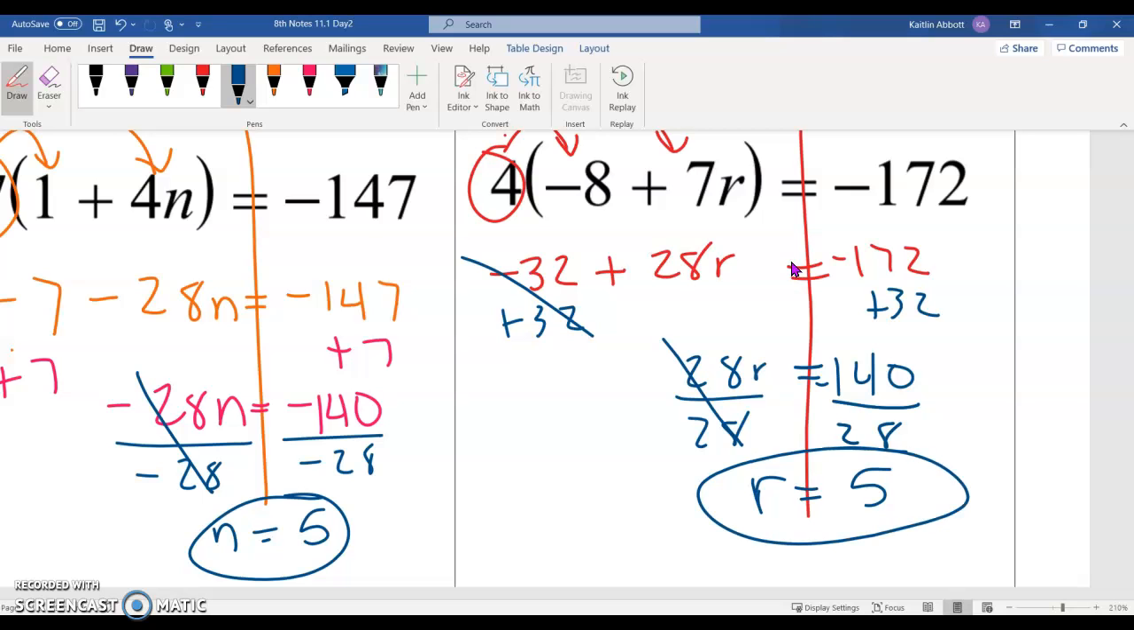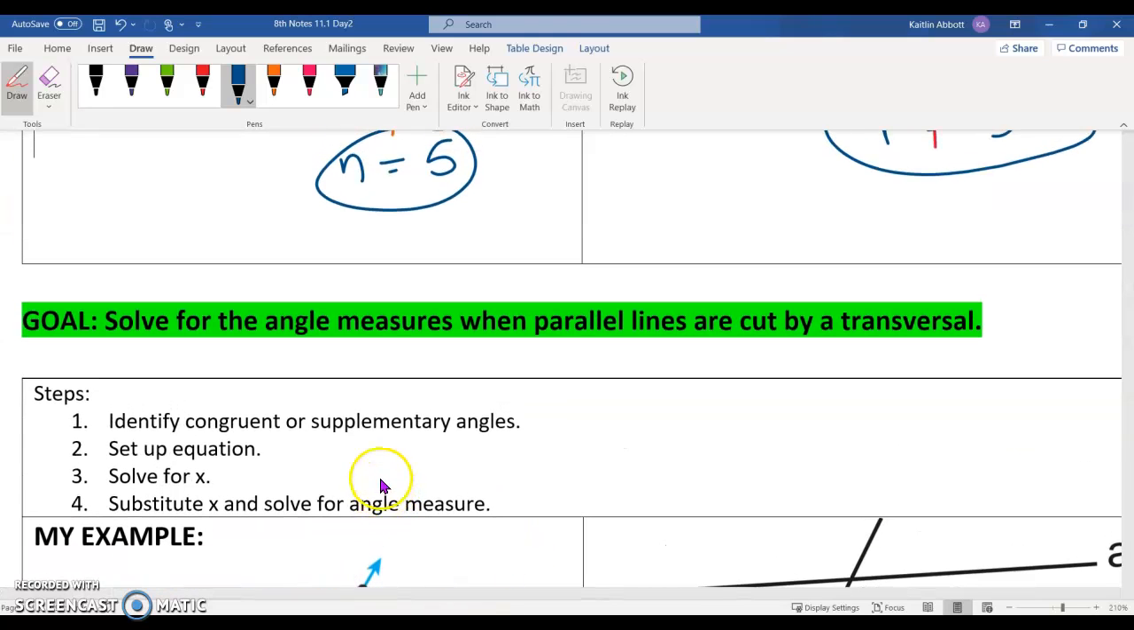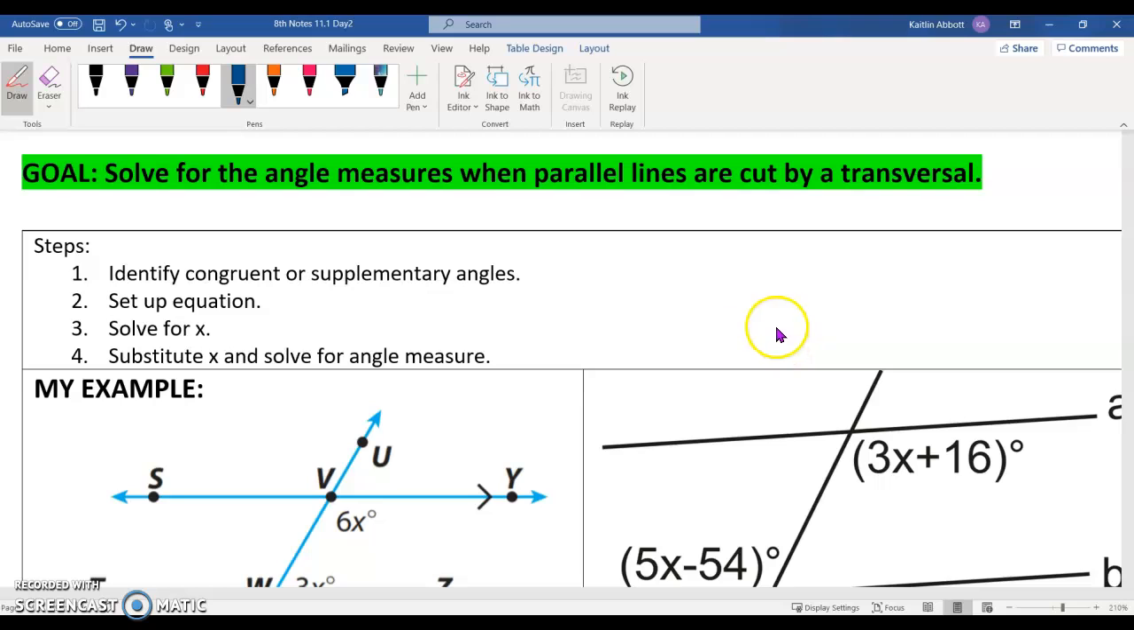You did it. Okay, so today we're going to be doing a little more algebra with yesterday's lesson. So we're going to be solving for the angle measures when parallel lines are cut by a transversal. In our steps, we first have to identify whether the set of angles they give us are congruent to each other, meaning equal to each other, or whether we have to put them both on one side and have them equal 180.